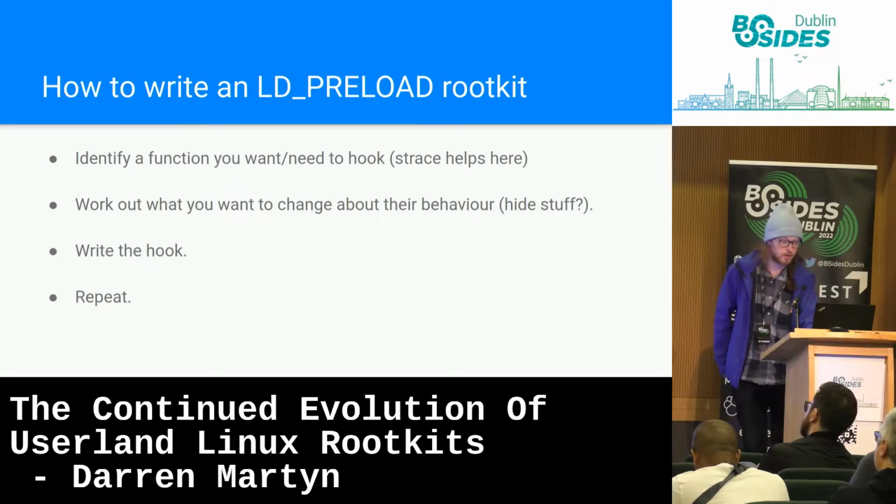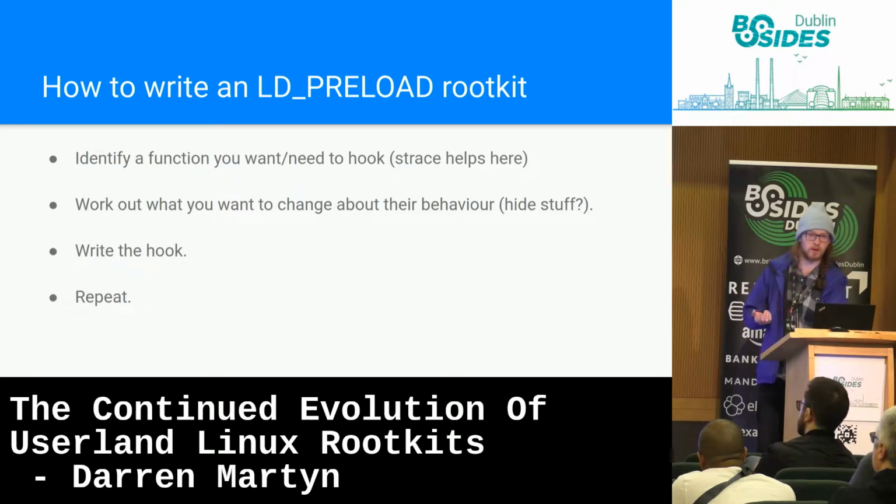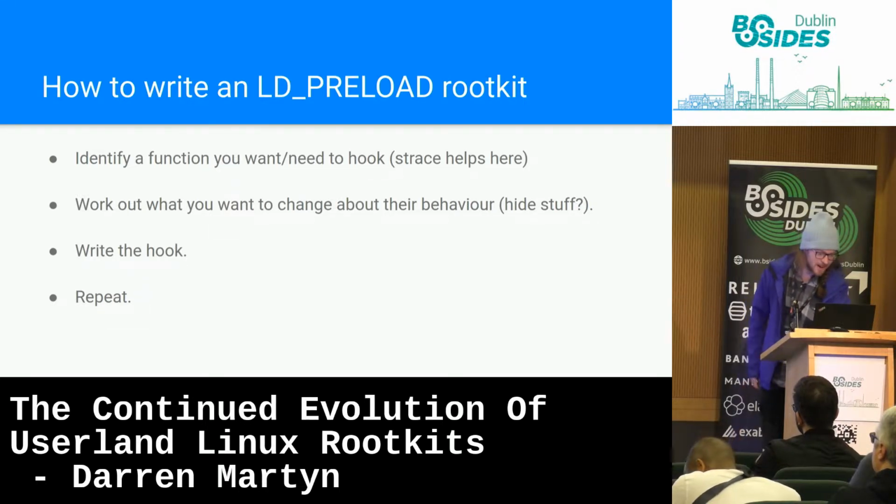So I'm going to talk you through first how to write one of these, for those following along who want to have a bit of fun with this. What you do is you just identify something you need to hook. So if you want to hide a file, you just strace ls and you see what function calls ls looks at and does. And then you go, okay, which of these do I have to mess about with to hide stuff? You figure out how to hide the stuff, which is usually just a string comparison. If it's got a magic string in it, hide it. And then you write the hook, or, draw the owl, as I believe it's termed, and then you just repeat until the thing works.